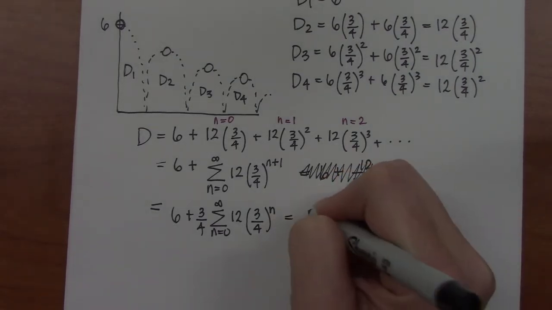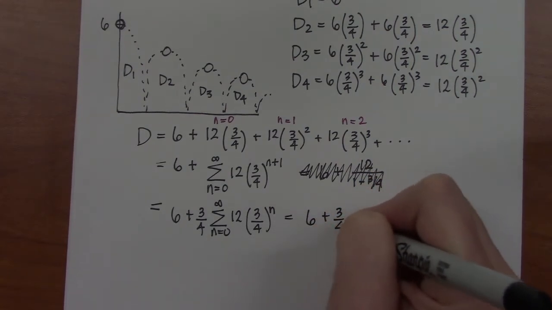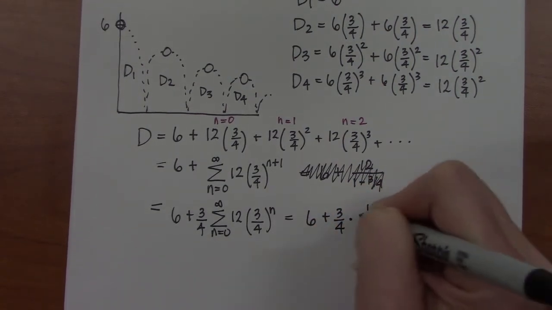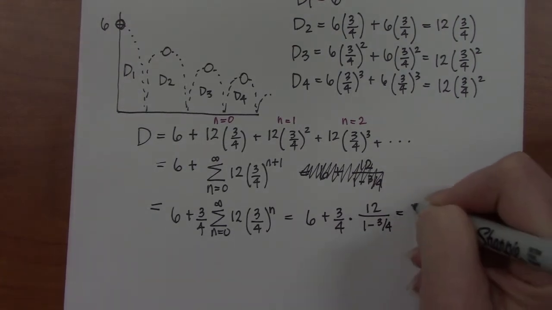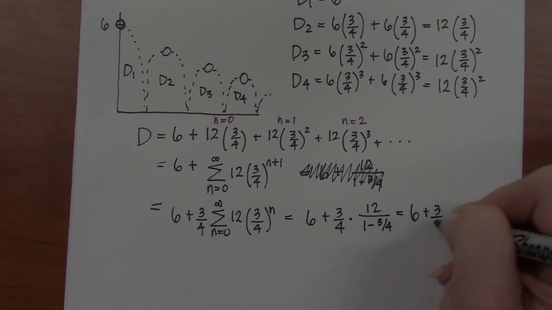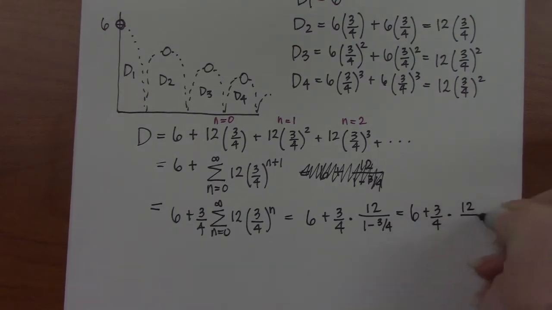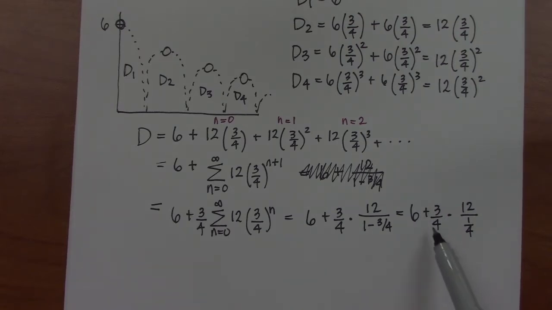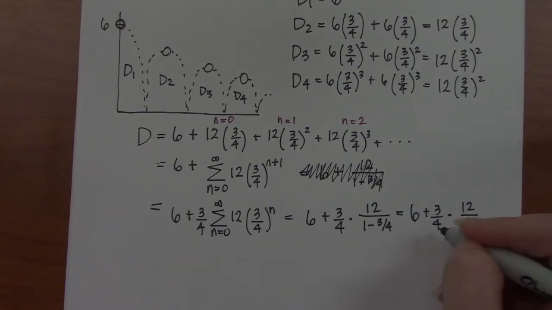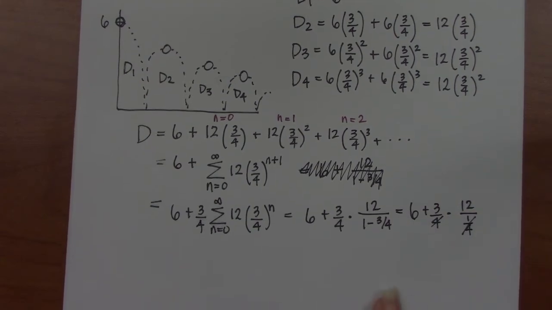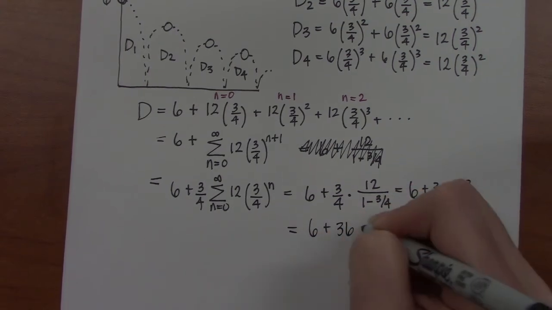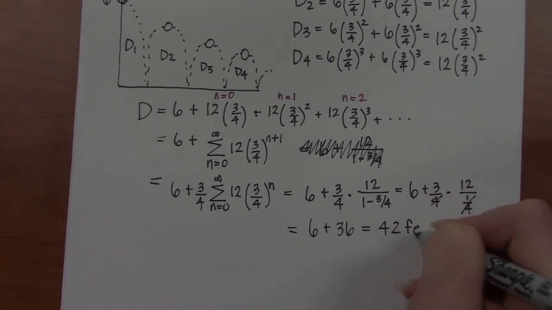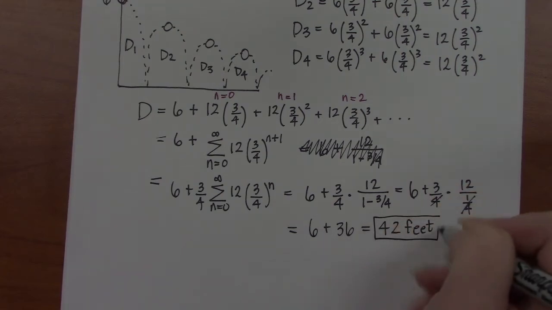So now I can say 6 plus 3/4 times 12 over 1 minus 3/4. So that's going to give me 6 plus 3/4 times 12 over 1/4. And since I have in the denominator here 4 times 1 over 4, these cancel. And 3 times 12 is 36. So I get a total of 42 feet.